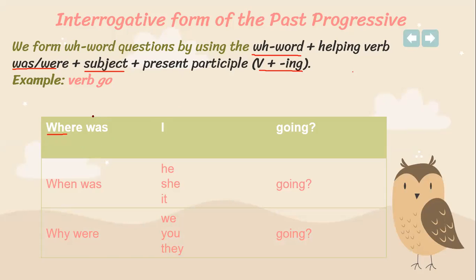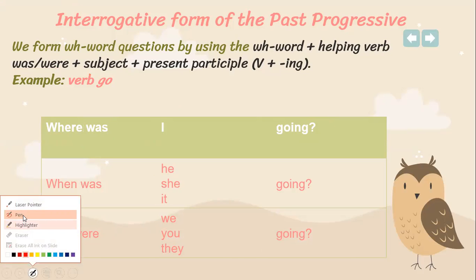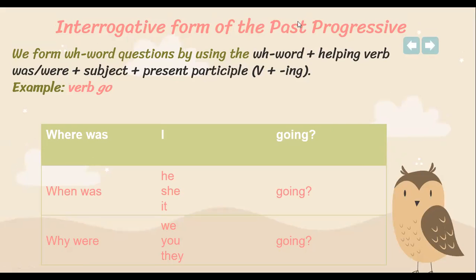Where was I going? When was she, he, or it going? Why were we, you, or they going? So you see, you can also use WH words in the question. It's not necessary to use only yes/no question forms. You are free to use a WH word or yes/no questions. That's how we form the past progressive in the affirmative, the negative, and the interrogative form.